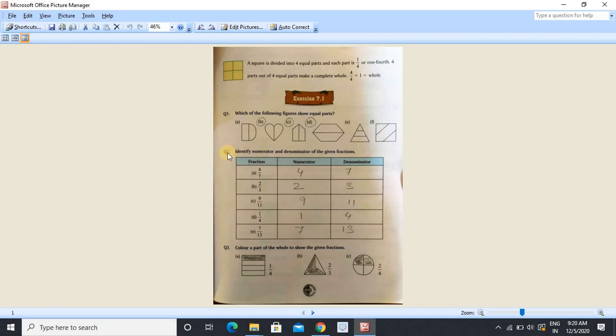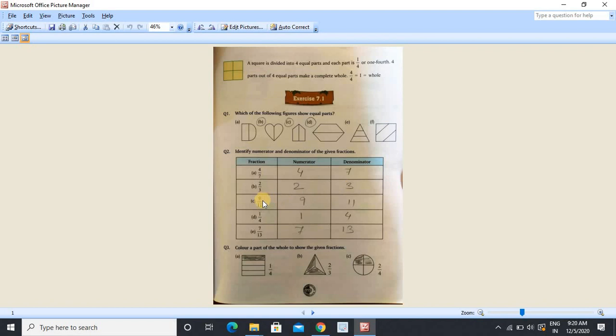Now come to question number 2. Identify the numerator and denominator of the given fractions. You all know what is numerator and what is denominator. The upper one is known as the numerator and the lower one is known as the denominator. So numerator is 4 and denominator is 7. In question B, 2 by 3 is given. So numerator is 2, denominator is 3.